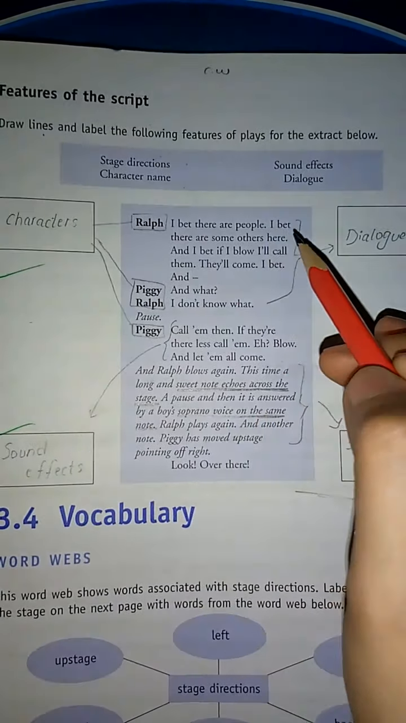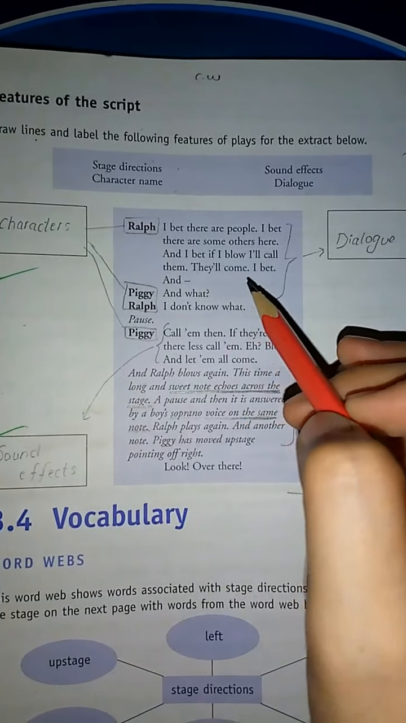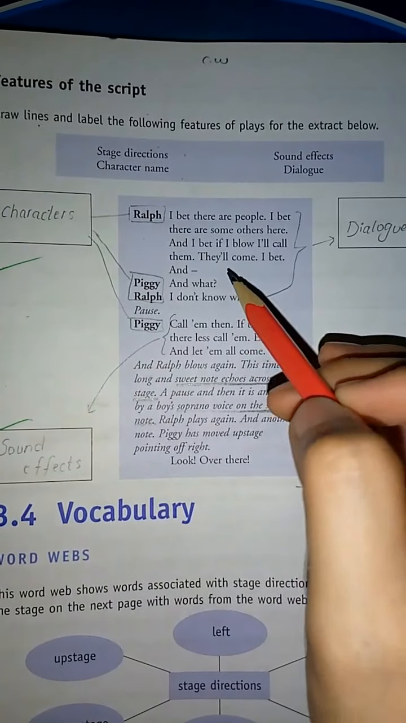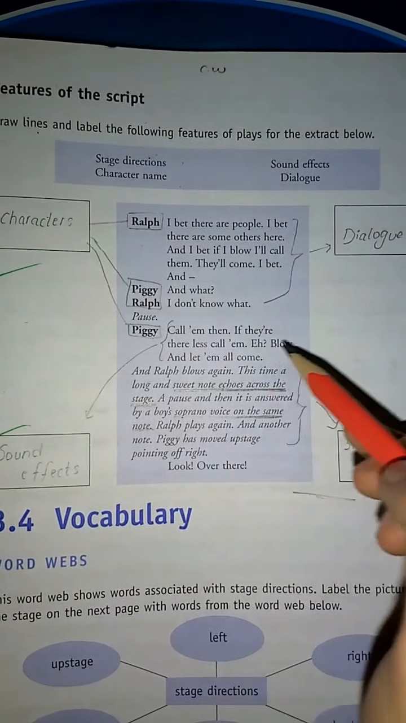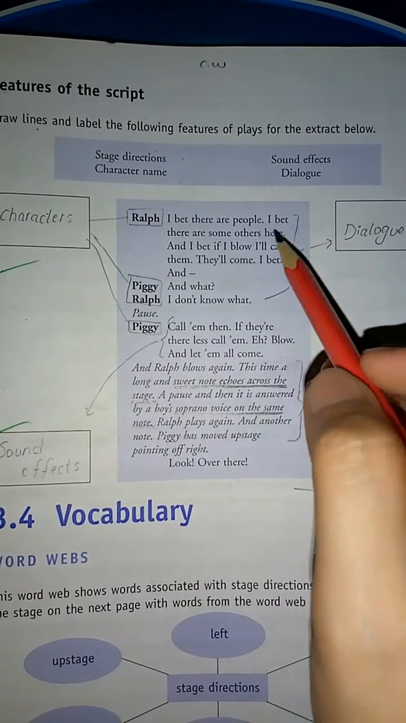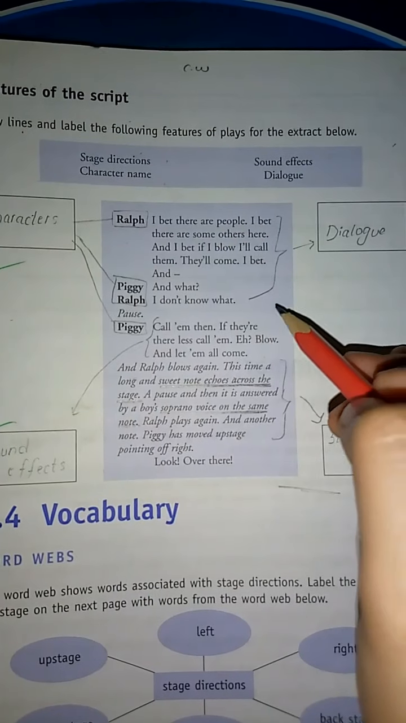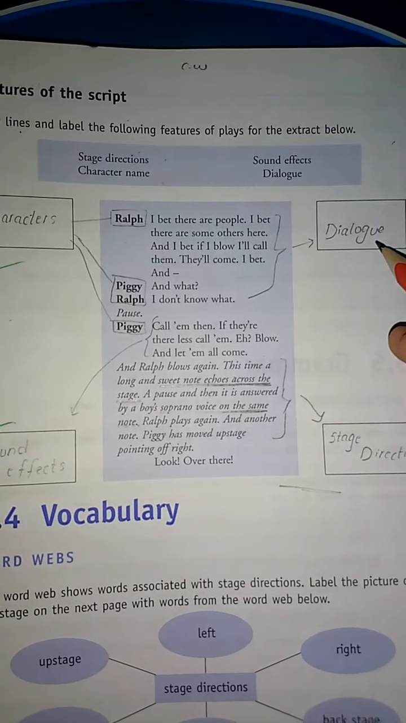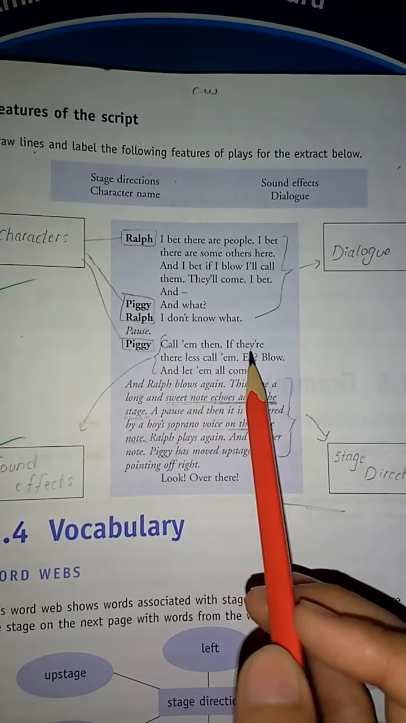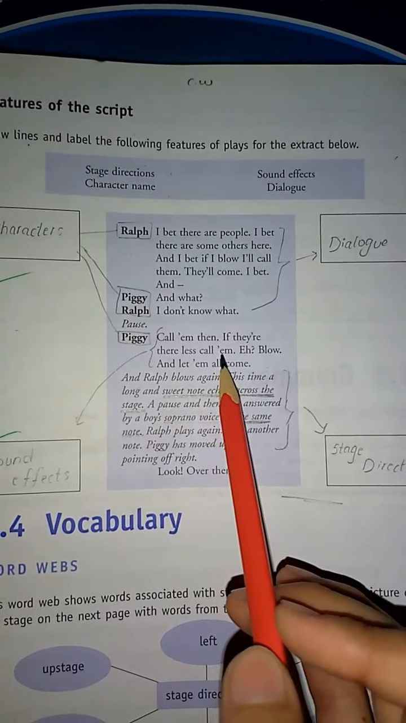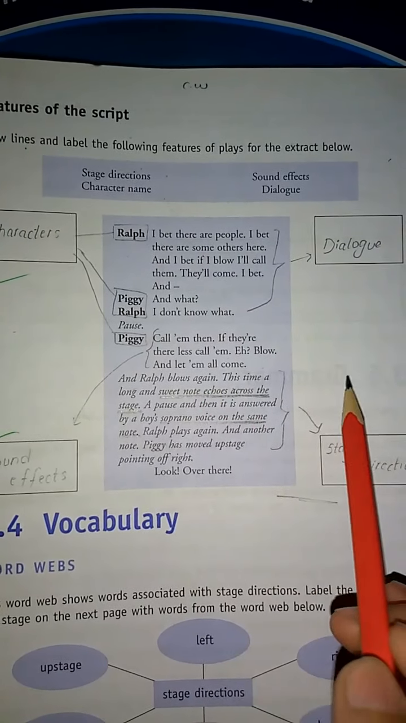I bet there are people, I bet there are some others, and I bet if I blow, I will call them. They will come, I bet. And Piggy, and what? Ralph, I don't know. Okay, and this was their dialogue or conversation. Okay, so you have to mark this bracket and then write dialogue over here. Then Piggy, call them. Then I'm, if they are there, let's call them. Blow and they let them all come.